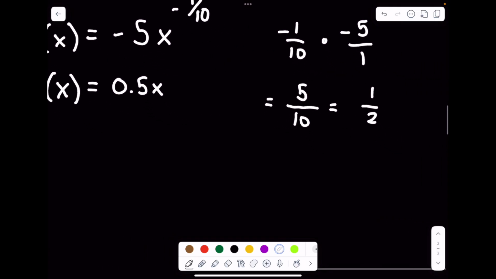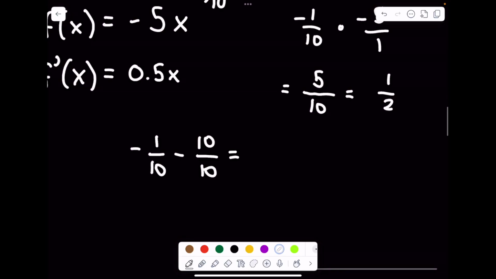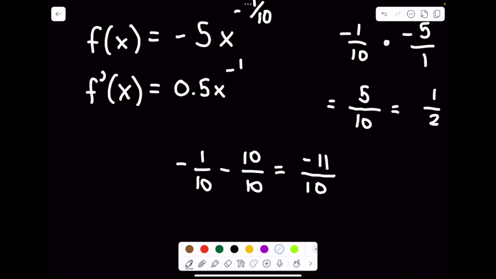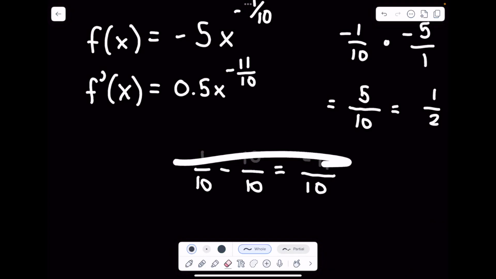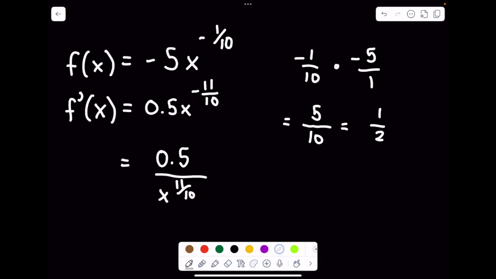And then as far as the exponent goes, we would take negative 1/10 and subtract 1, which we could rewrite as 10 over 10. So here, if we're taking negative 1 and subtracting 10, we know we'd get negative 11, and we'd keep the same denominator of 10. So our exponent is negative 11 over 10, which we know we can rewrite as 0.5 over x to the 11/10. And that's it. That's the first derivative of this negative 5x to the negative 1/10 function.